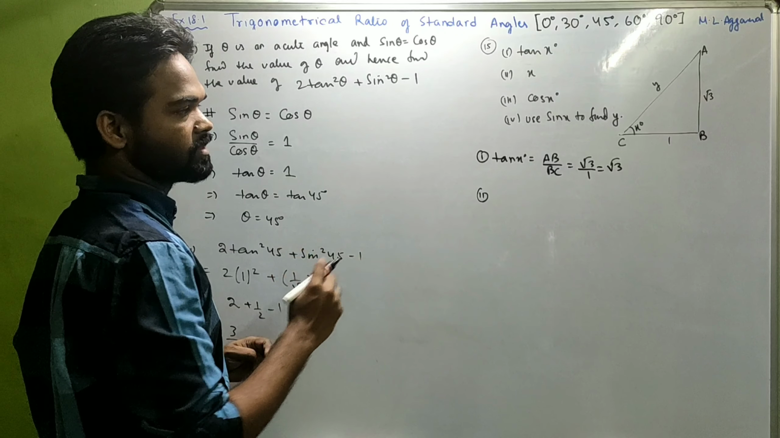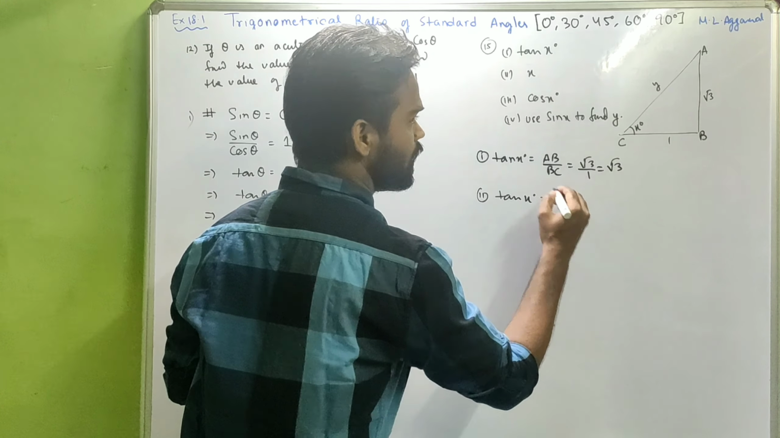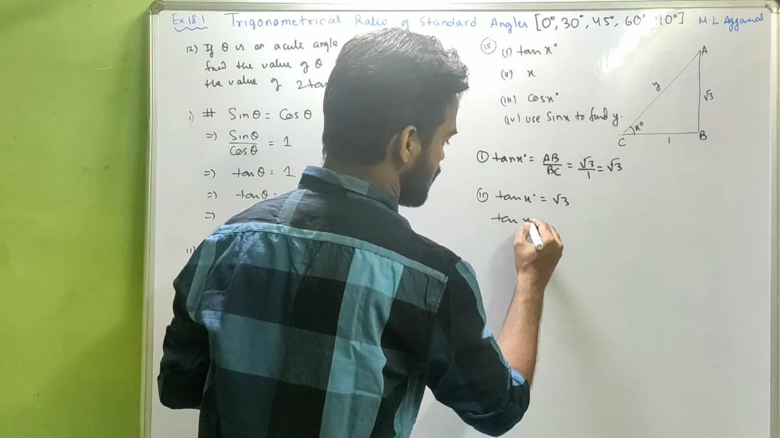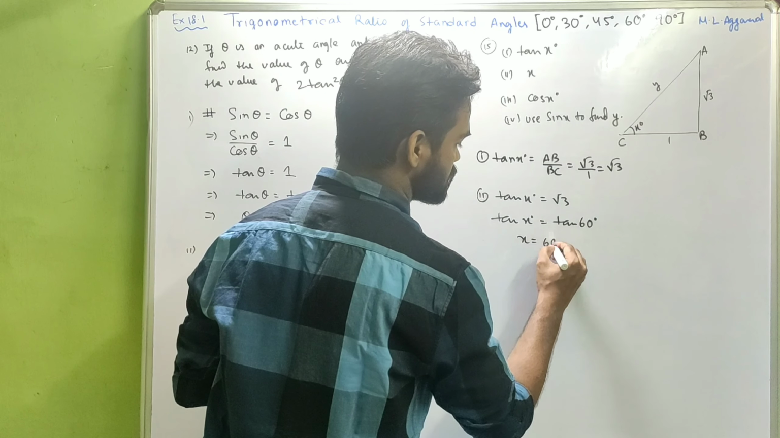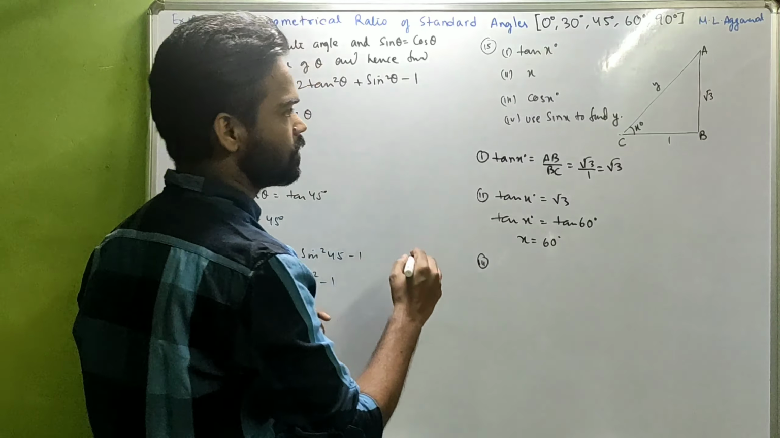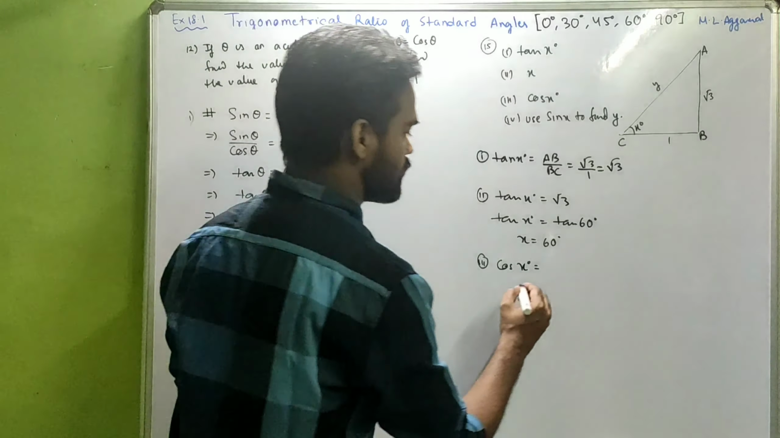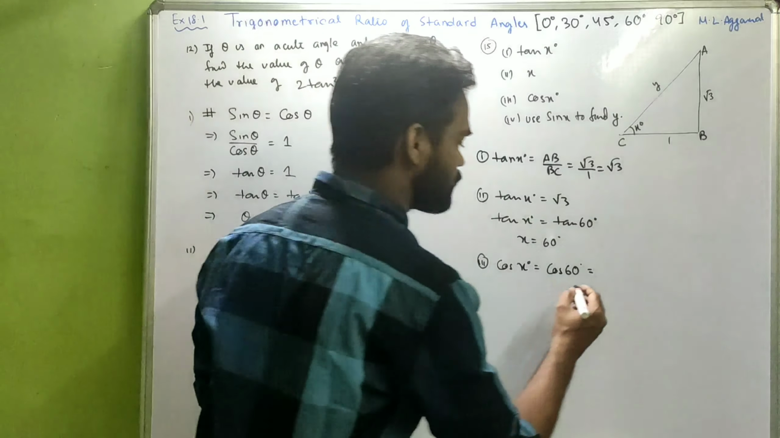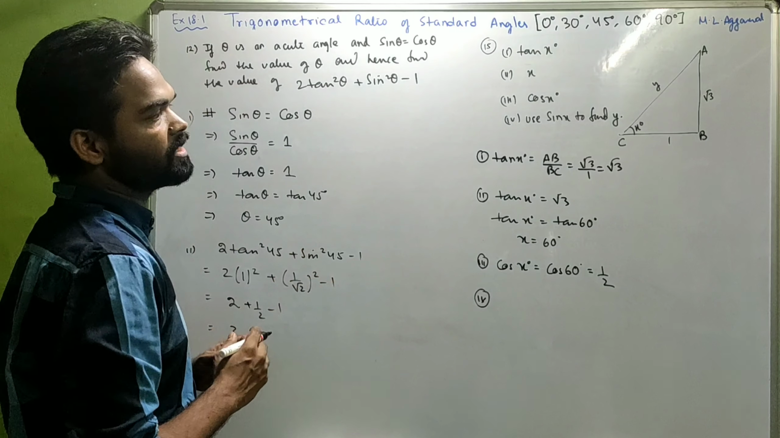Number 2 is find the value of X. Now, when is the value of tan root 3? At tan 60. So tan X equals tan 60 degree, so we can write X equals 60 degree. Done. Am I clear? Cos X. Now, look carefully. Cos X is nothing but cos 60. And cos 60 is what? Half. Done. Okay.